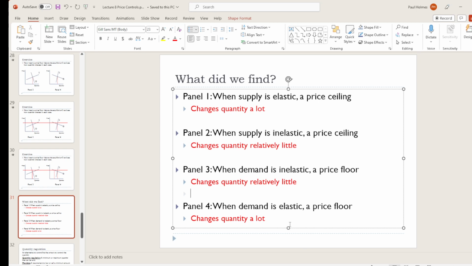And so good policymakers will pay attention to the elasticity of the relevant curve when they're deciding whether to implement a price ceiling. A price ceiling is not so bad an idea if supply is really inelastic, but it's bad when supply is really elastic. A price floor isn't so bad when demand is inelastic, but is really bad when demand is elastic.